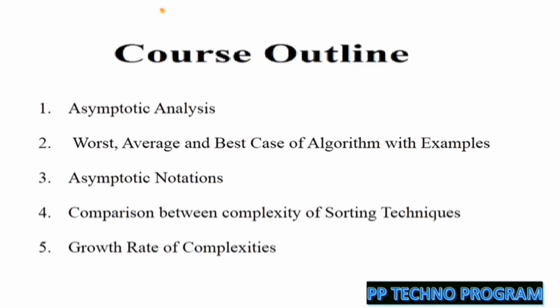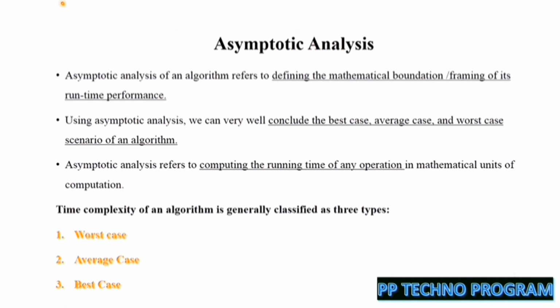So let's see what asymptotic analysis is. Asymptotic analysis refers to defining the mathematical foundation and framing of its runtime performance. Here, time complexity is declared by the asymptotic analysis and notations. Asymptotic analysis refers to computing the running time complexity of any operation in the mathematical unit of computation. By using the asymptotic analysis, we can very well conclude the best case, average case, and worst case.